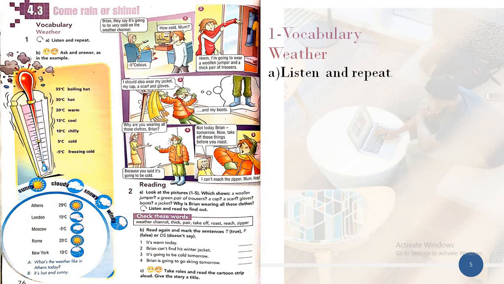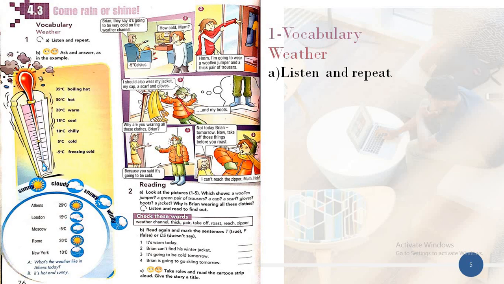Now, let's read the words again. Let me read the words again for you. So listen and repeat. We have boiling hot, hot, warm, cool, chilly, cold, and freezing.